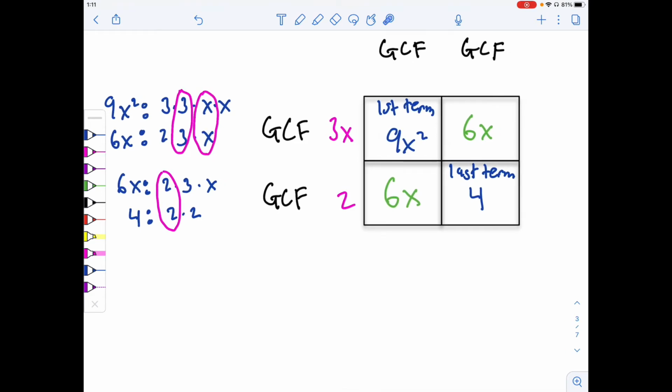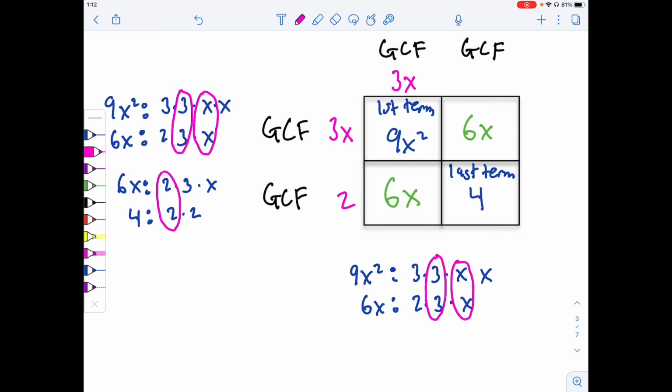Okay, then we move on. Go to the first column here. So we have 9x squared and 6x. 9 is 3 times 3, and x squared is 2 x's. 6 is 2 times 3 with 1 x. So we have 3 and an x. So our GCF is going to be 3x.